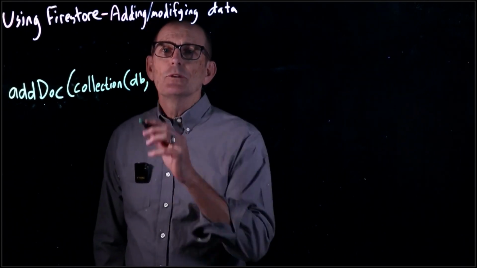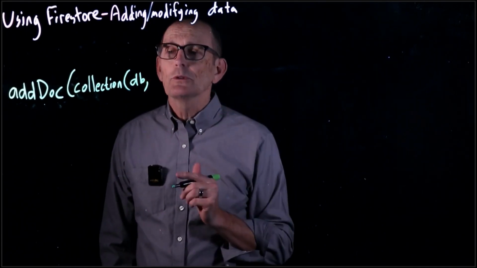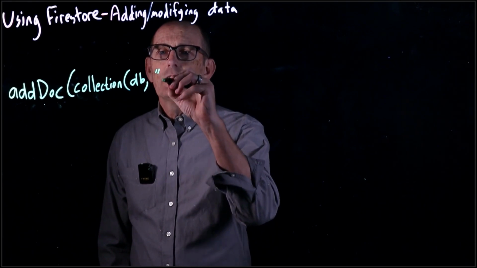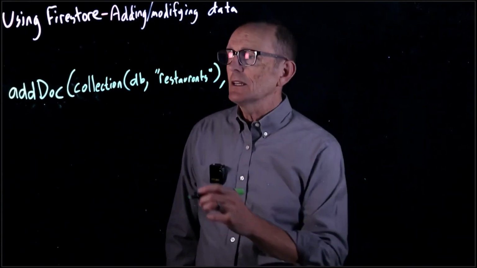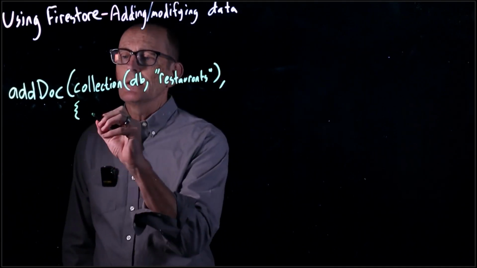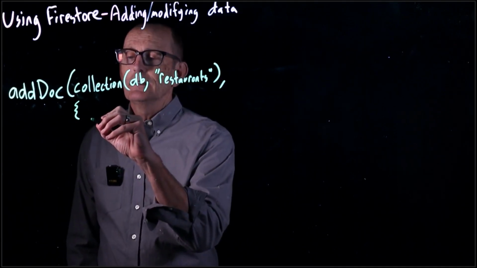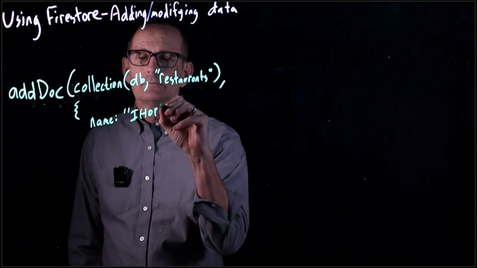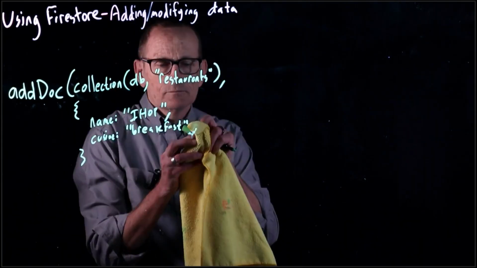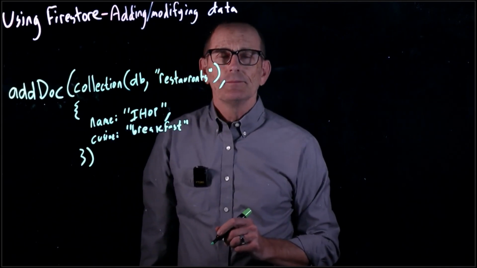Simplest way to do that, you provide the database. So this is a root level collection. And then you can provide the name of the collection. So that's the first thing, the addDoc. And then the second thing is the document you actually want to add. You can provide the fields. And this will then add a document.